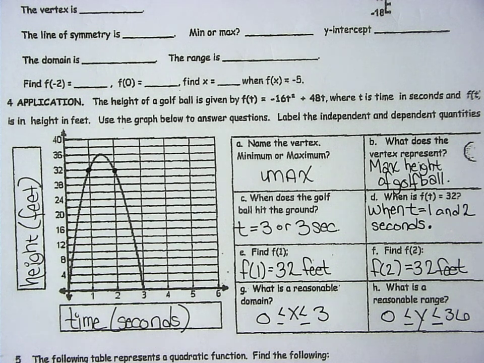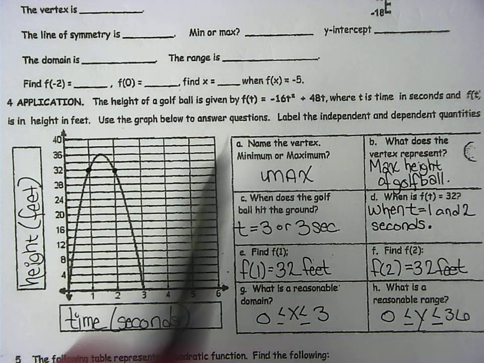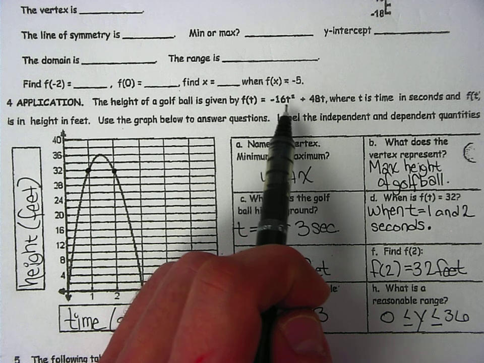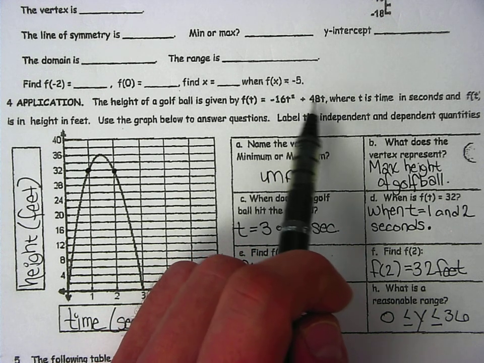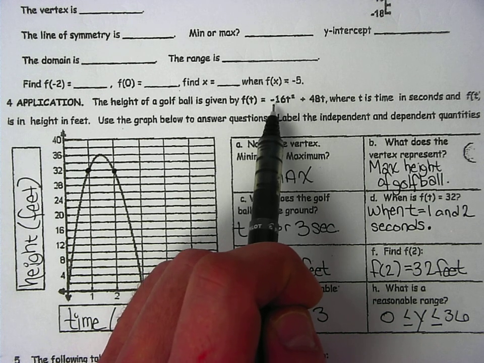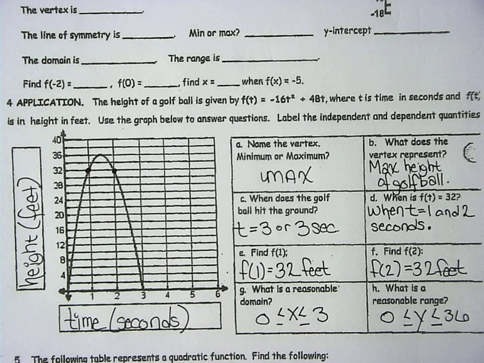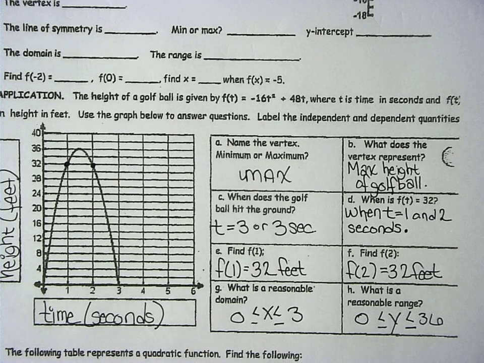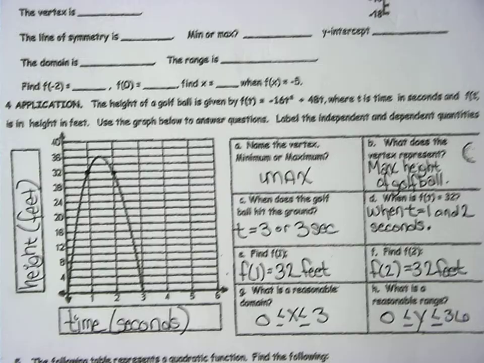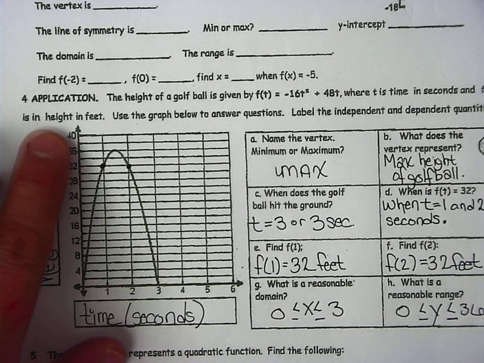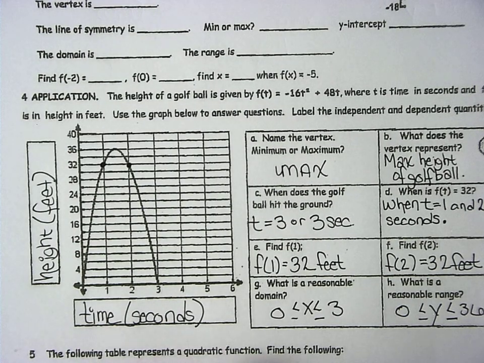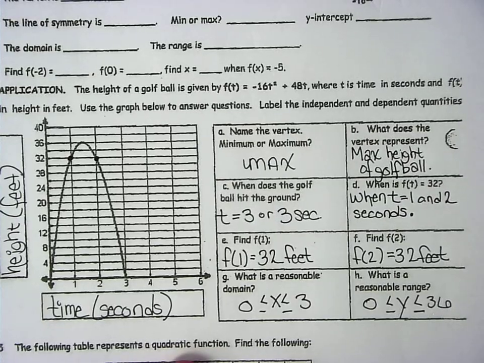And here we have an application problem. The height of a golf ball is given by the function f of t equals -16t squared plus 48t. The negative in front of t squared tells me that this graph should be facing downwards, which is what we have right here. And it says time, where t is time in seconds, and f of t is measuring the height in feet. So use the graph to answer the questions and label the independent and dependent quantities.